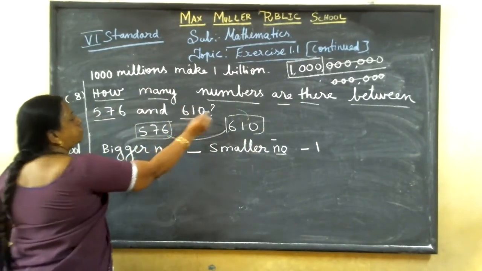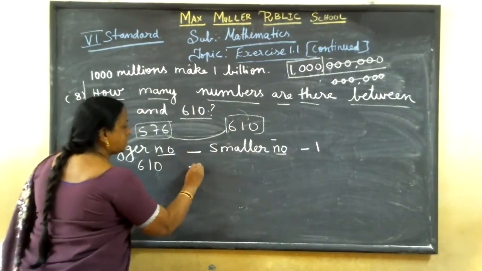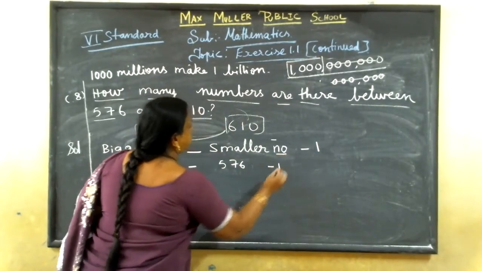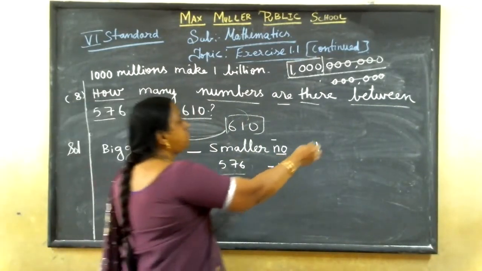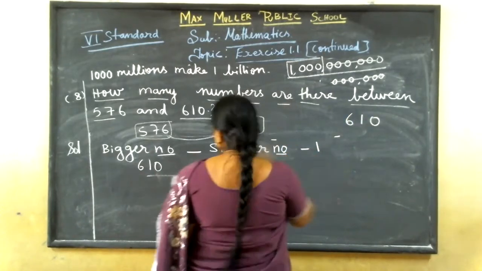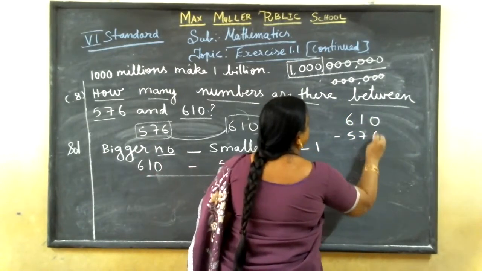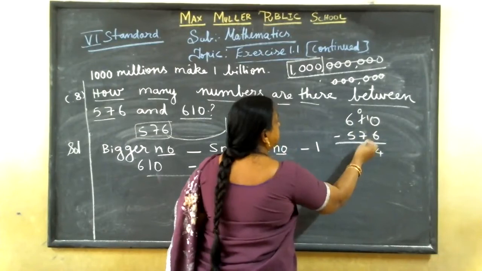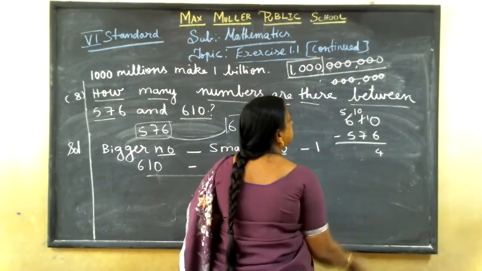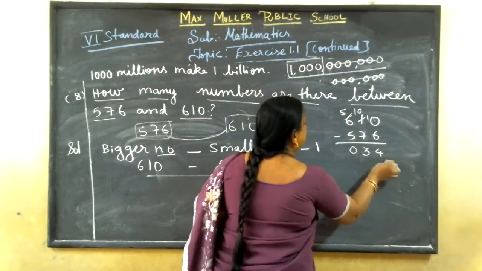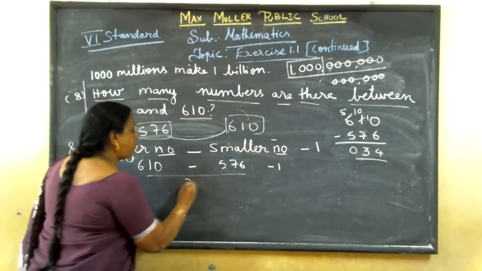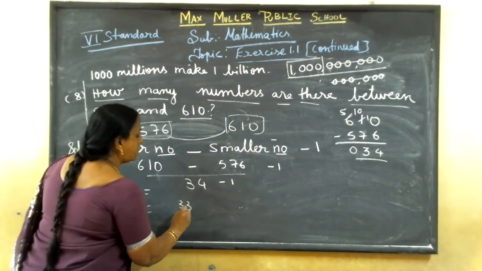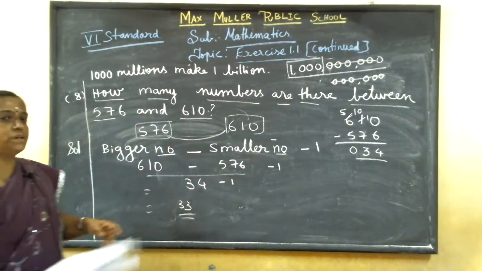Here bigger number, which is big, 610. Minus sign. Then smaller number, 576. Then here minus 1. So first to solve this, 610 minus 576. So subtract: 0, it won't go, borrow, 10, 10 minus 6, 4. 0, it won't go, borrow 5, 10, 10 minus 7 is what? 3, then 0. So we got 34. 34 minus 1 is how much? 33. So how many numbers are there in between? 33 numbers are there. Got it?